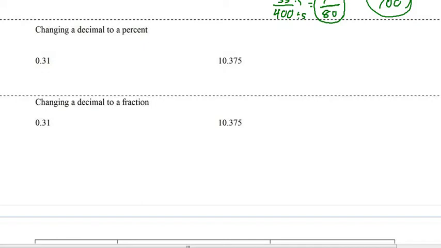Alright, last thing we have is decimals. So how do you change a decimal to a percent? Well, we've already done this one as well. We go over 2. That's it. Remember, you go towards the percent. So over 2.